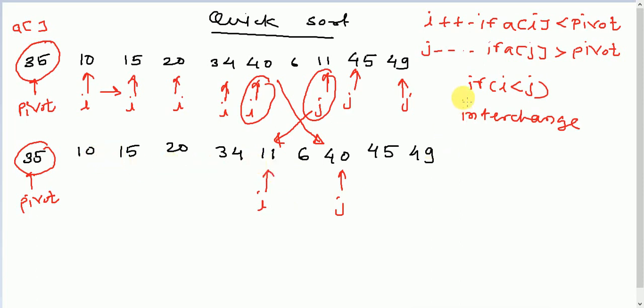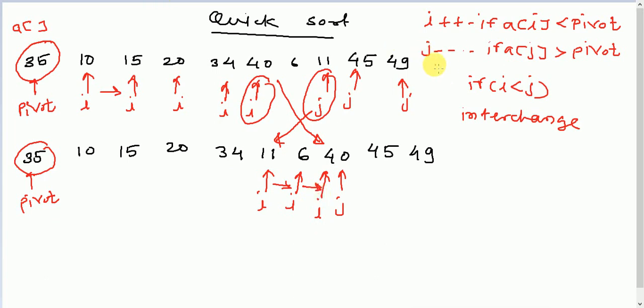Here a of i is smaller than 35, so i plus plus, i will point to 66. Again this 66 is smaller than 35, i plus plus, i will point to 40. But now here 40 is not smaller than 35, so our i will stop.